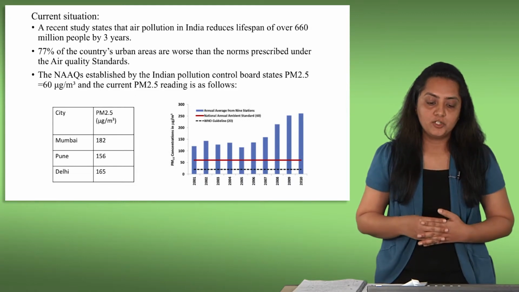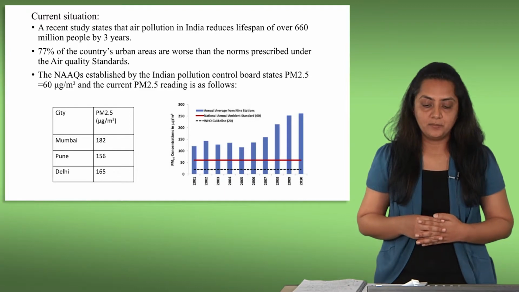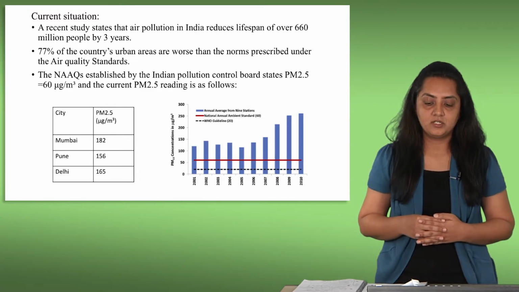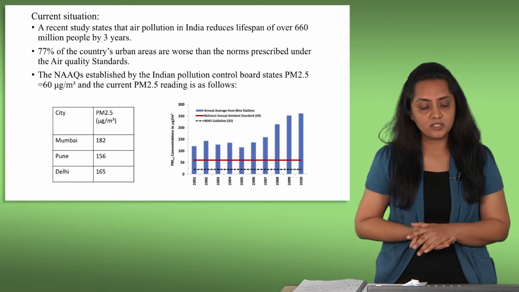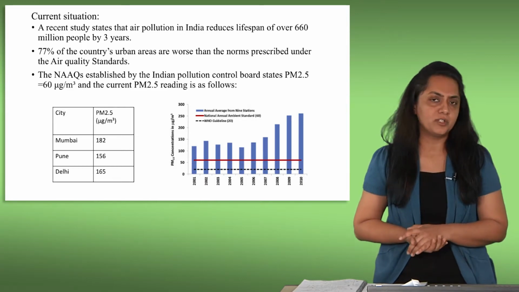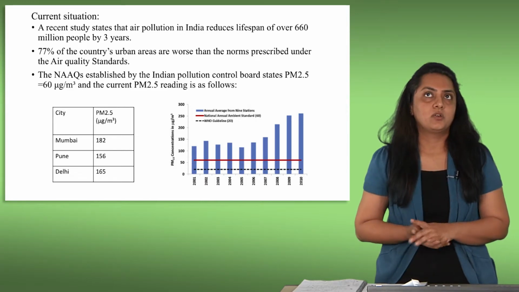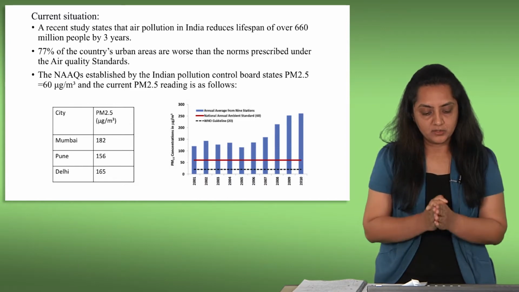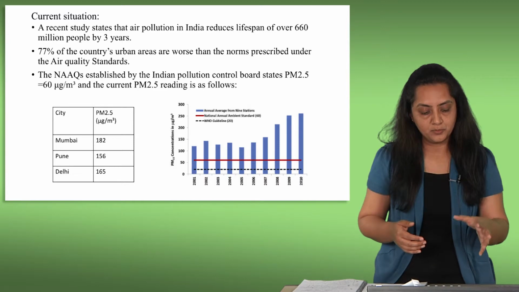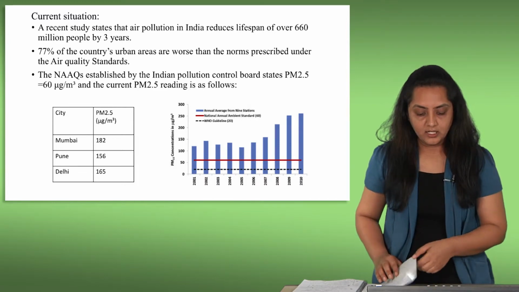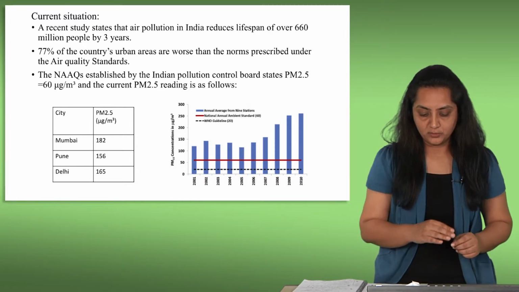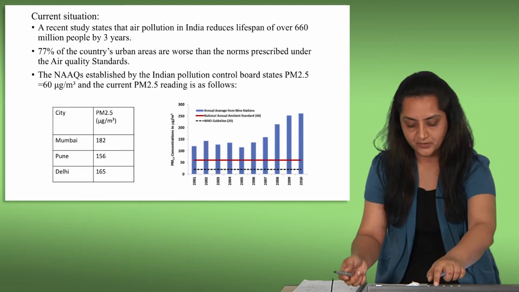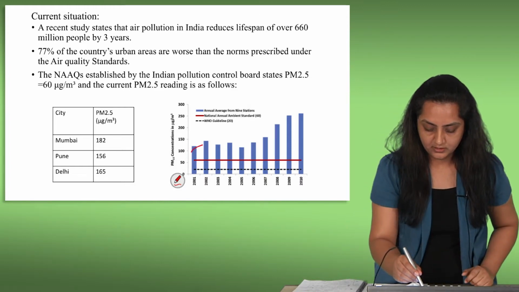The NAAQS established by the Indian Pollution Control Board states that PM2.5 should be around 60 microgram per meter cube, which is different from the US, which says around 12 microgram per meter cube. And the current PM2.5 readings are as follows, where Mumbai tops Pune and Pune tops Delhi. And this is a graph which shows an exponential rise in the PM10 levels.